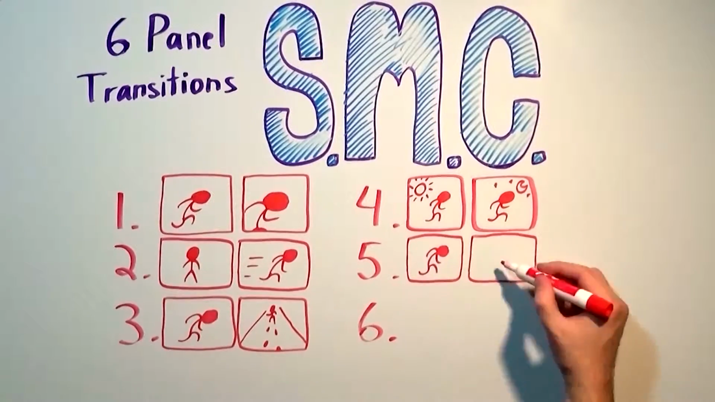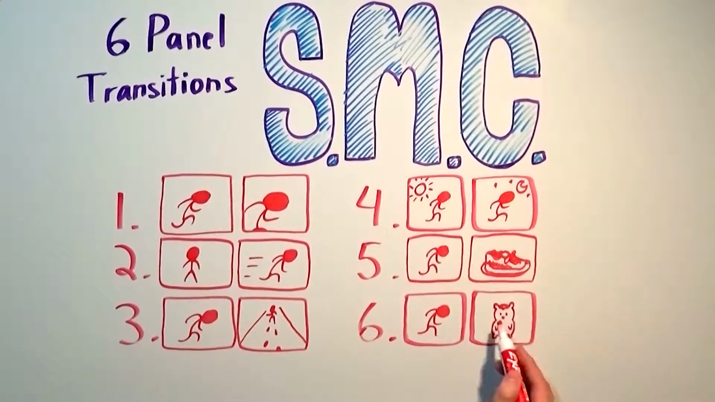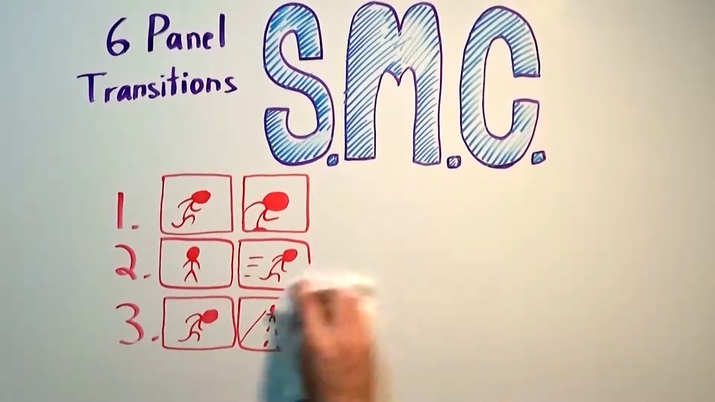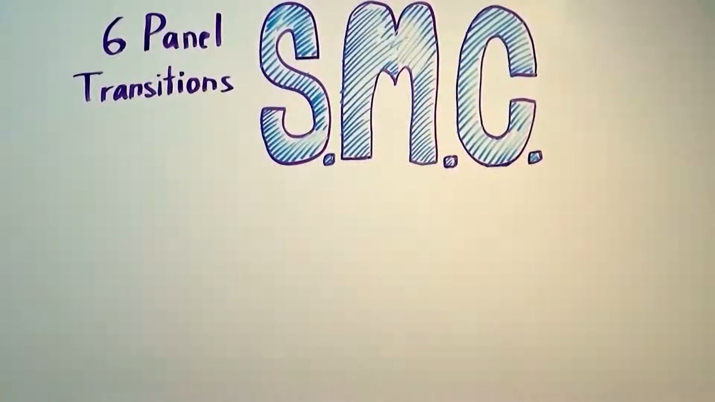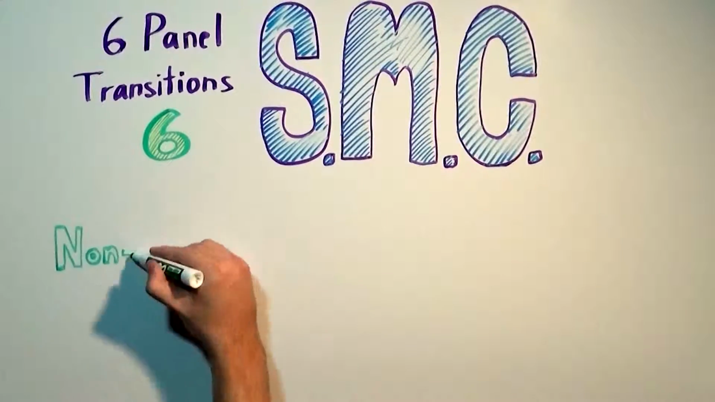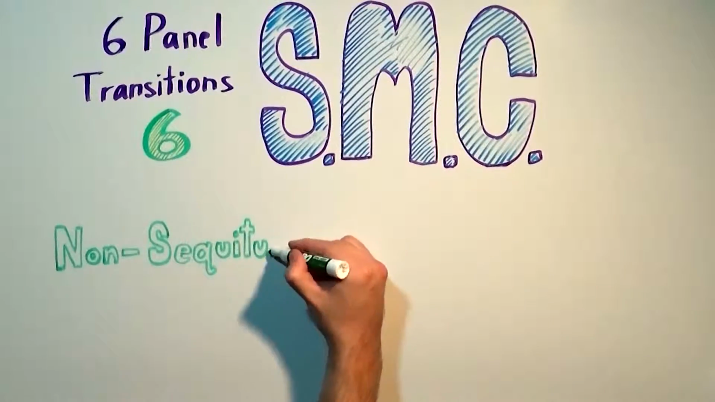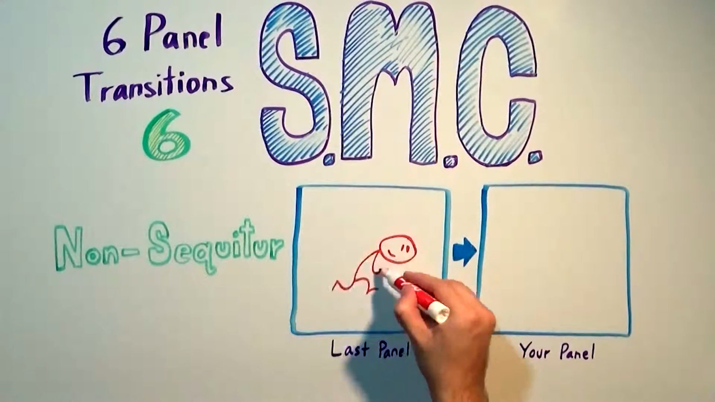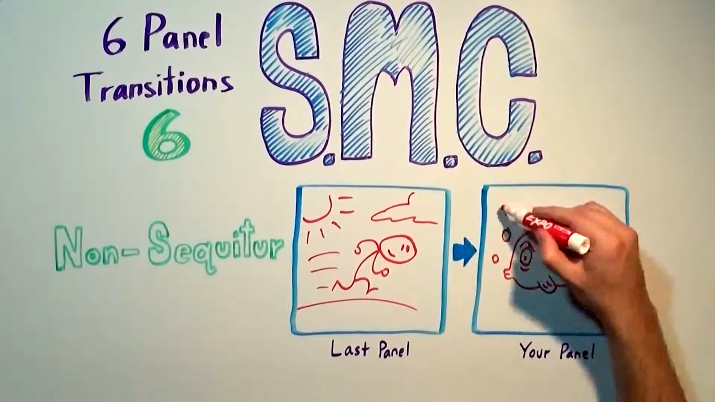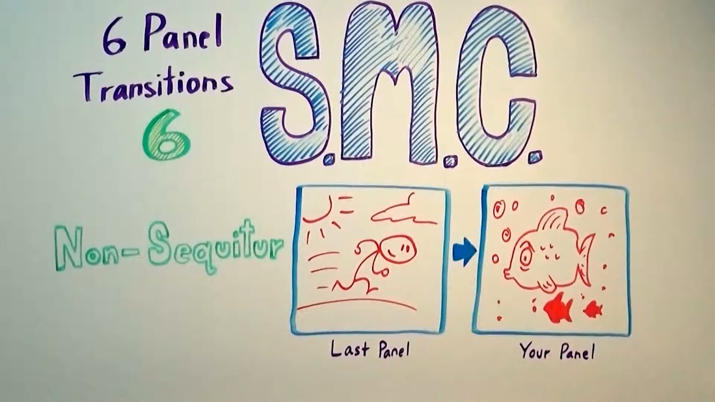The 6 transition numbers used in the SMC directly reference the 6 degrees of panel-to-panel transitions Scott McCloud discusses in his graphic novel Understanding Comics, in which he discussed that the 6th panel-to-panel transition represents a non-sequitur. This means that between the last panel to yours, there is absolutely no relation to the story in terms of imagery and text. This may come as a shock to you, but that's the point!